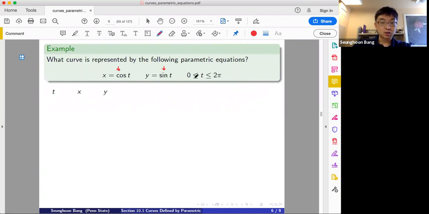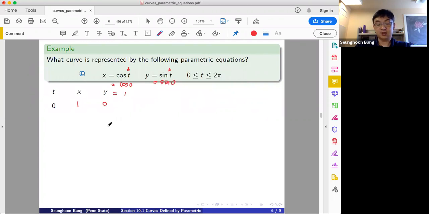I can start with 0. You can plug 0 into here. We have cosine of 0. What's the cosine of 0? Could you write your answer on the chat board? Yeah, cosine of 0 is 1. That's good. You can plug 0 into t here. What is sine of 0? Sine of 0 is 0. Yep, the answer is zero.